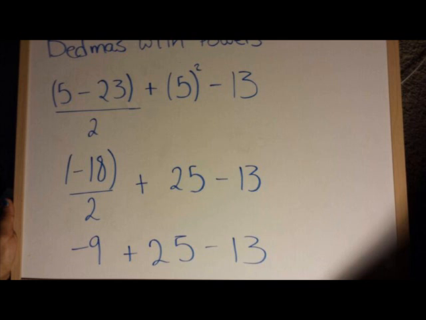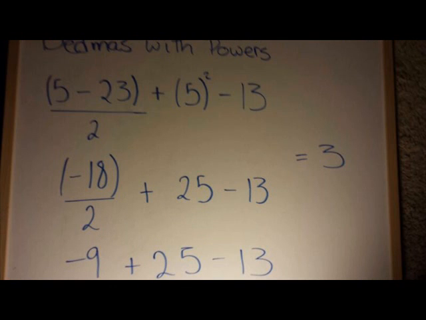So negative 18 divided by 2 equals negative 9. So the equation is negative 9 plus 25 minus 13, which equals 3. Now we're getting into an even harder question.